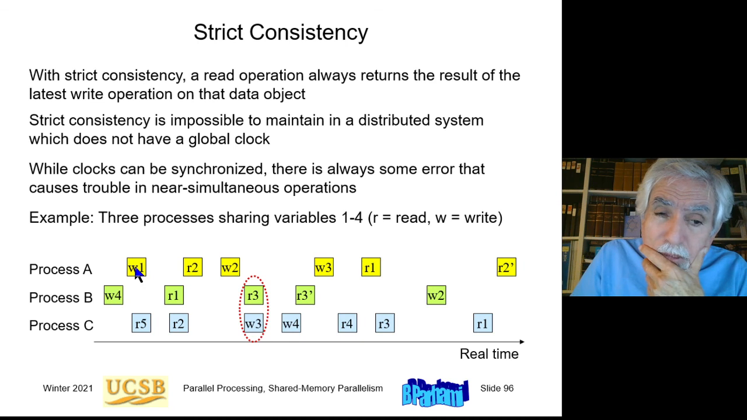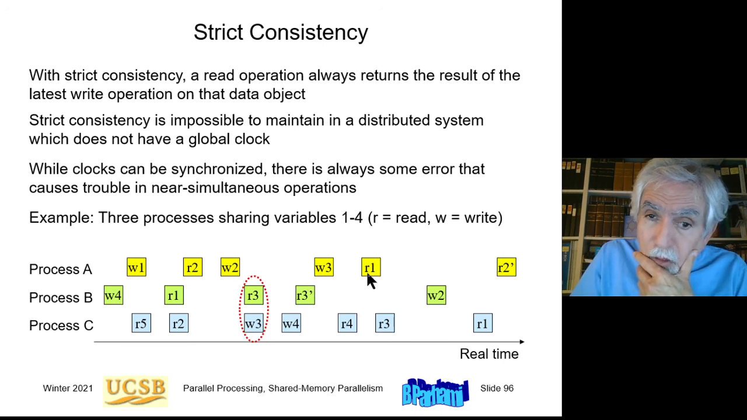Of course, if you write into location 1 and then subsequently read location 1 later, you expect to be getting that updated value. In other words, this read should not give you the value that existed in location 1 before this write. That's pretty easy to guarantee within the same processor.